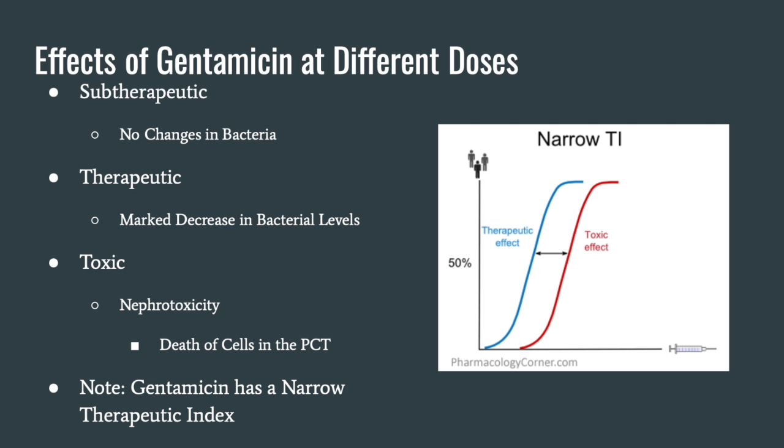At subtherapeutic levels, there is no noticeable change to the level of bacteria. At a therapeutic level, the bacteria are killed to treat the infection. At toxic levels, the same mechanism that allows gentamicin to kill bacteria can also kill cells of proximal convoluted tubules. This causes nephrotoxicity and also acute kidney failure.